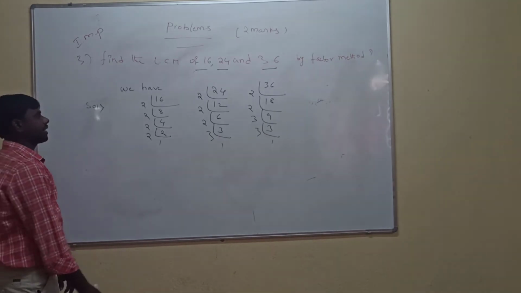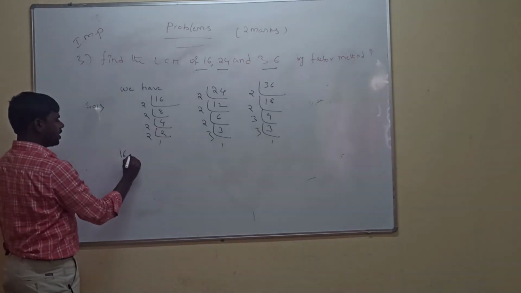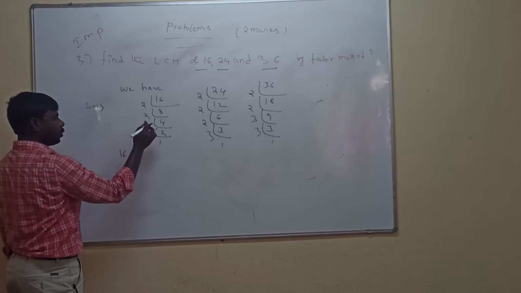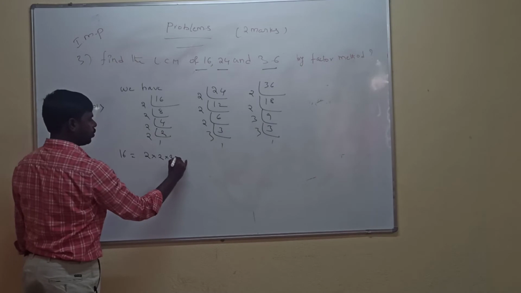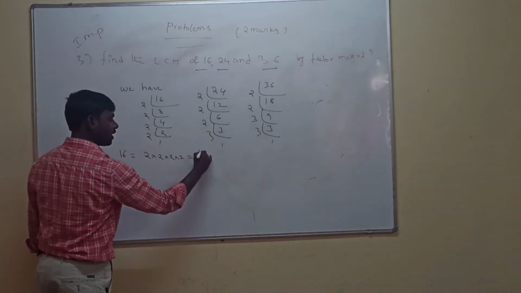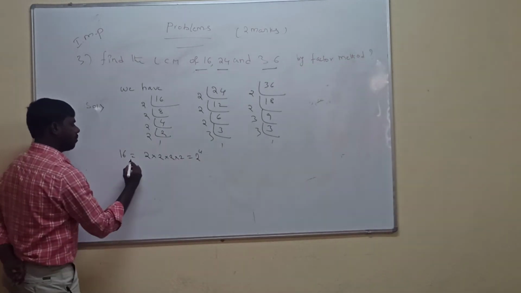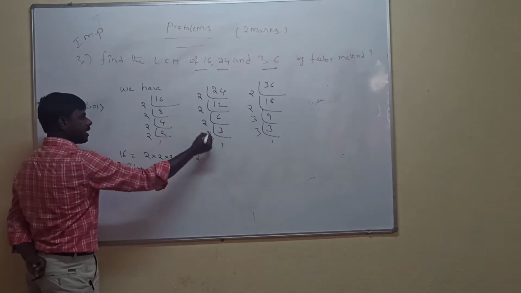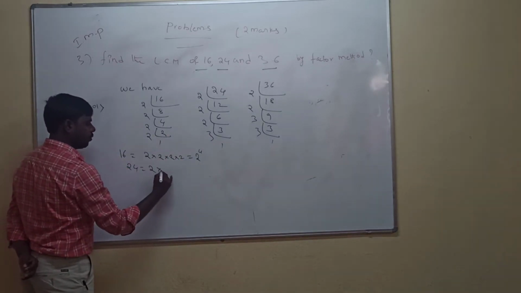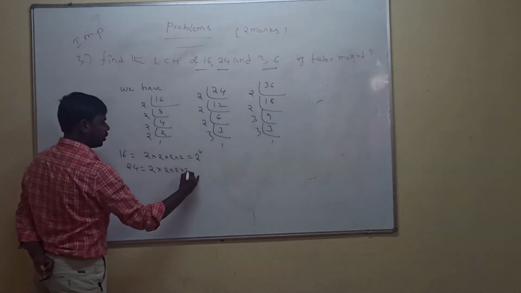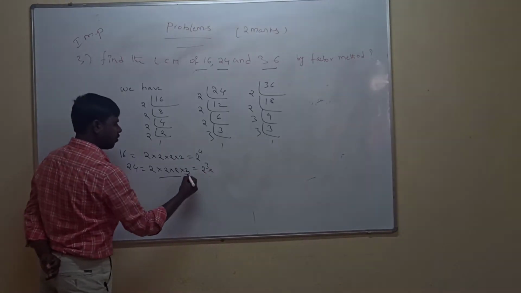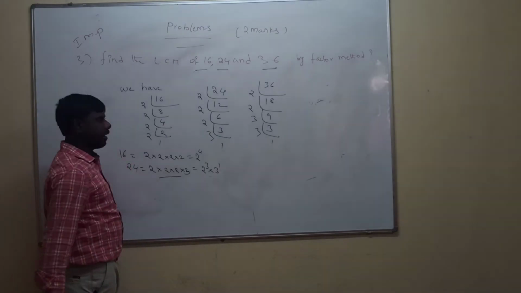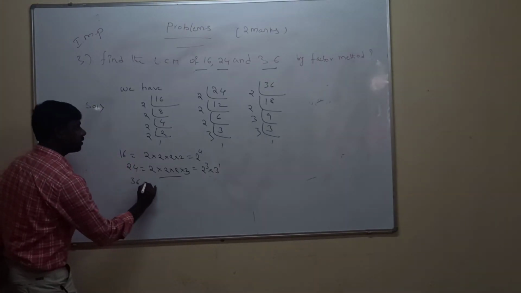After that, write the prime factors. First number is 16. What are the prime factors? 2 into 2 into 2 into 2. How many times does 2 repeat? 4 times. The second number is 24. The prime factors are 2 into 2 into 2 into 3. So 2 repeats 3 times, and 3 repeats only 1 time.